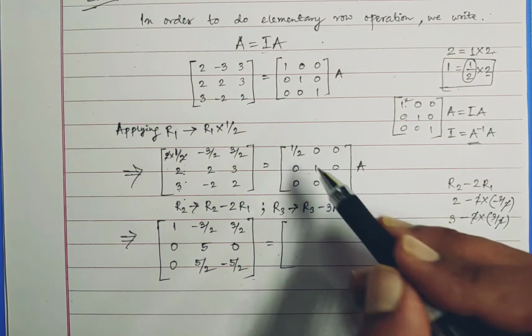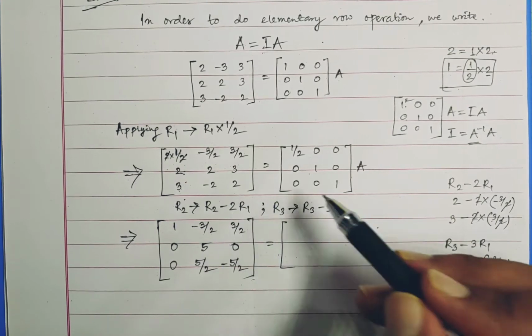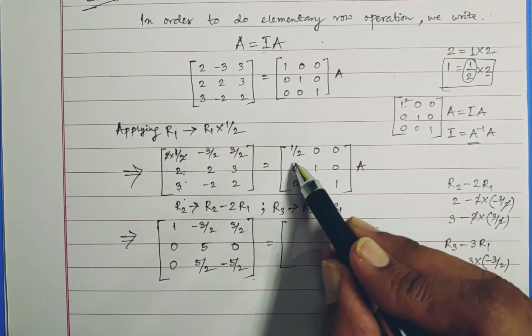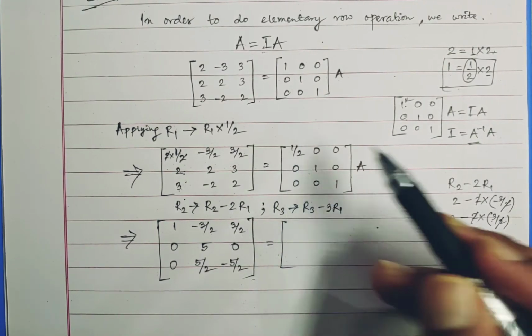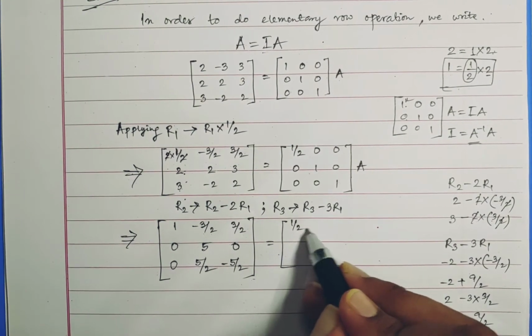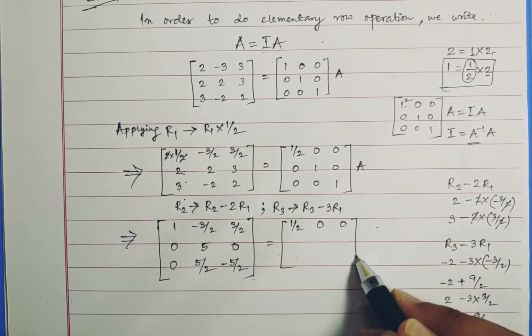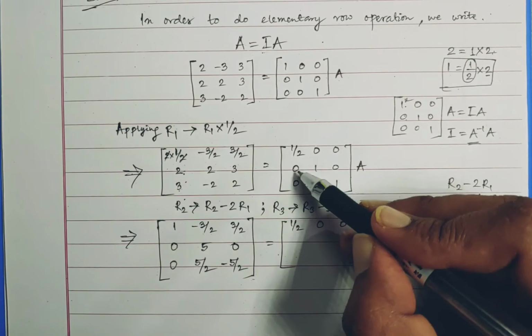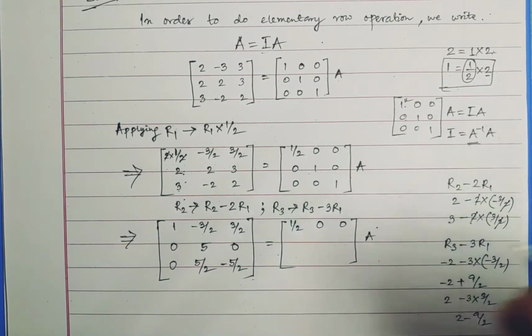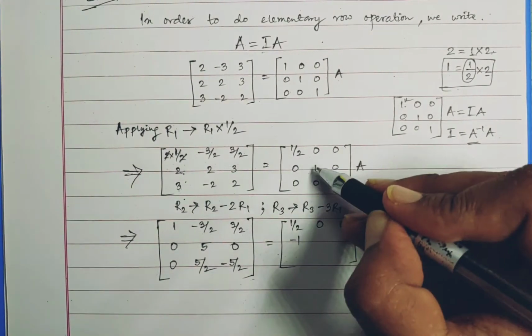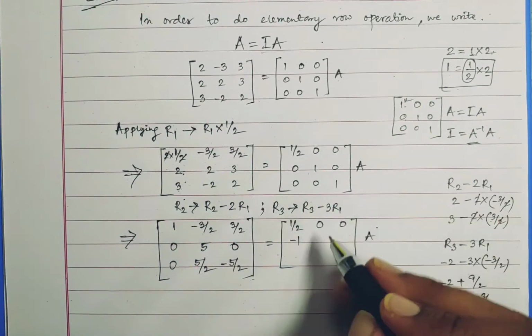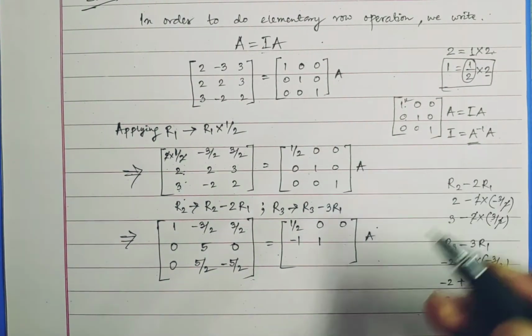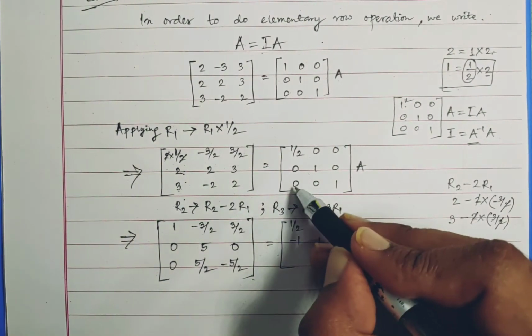Now the same operations we'll be doing on this side, right? So what happens? R2 is 0. 0 minus 2 into half. 2 into half is what? Achha, first thing, let's write the R1 elements like this. So 0 minus 2 into half. So it is what? Minus 1. 1 minus 2 into 0. It's 1. 0 minus 0. So it is 0.